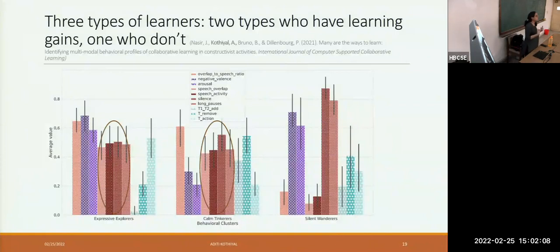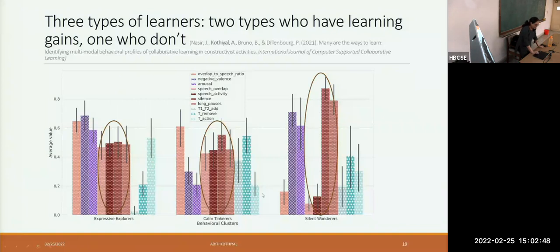So now we want to know which actions are productive for learning. We know that there are these 3 sets of learners, they have different learning metrics, and they are also different in terms of actions. So in what way are they different? The first thing we found is that in terms of all metrics of speech and speech overlap and so on, the groups who learned spoke more than the groups who did not learn. Hence the name silent wanderers for them.